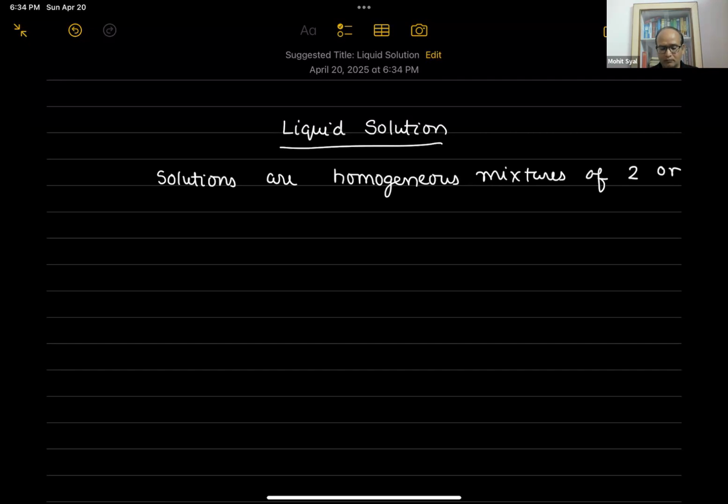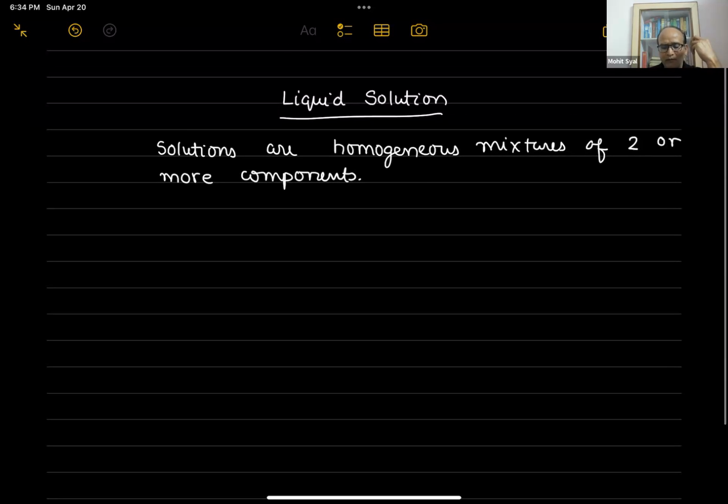Of two or more components. And what is the solution which is having two components known as? Aisha and Marwa, can you tell me what is the solution having two components? Binary solution. Yeah, binary solution. So binary solution is the solution having two components, right? Exactly.